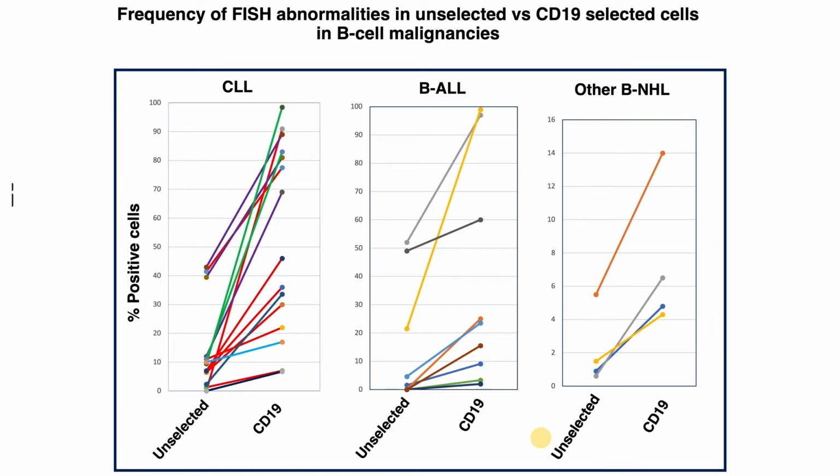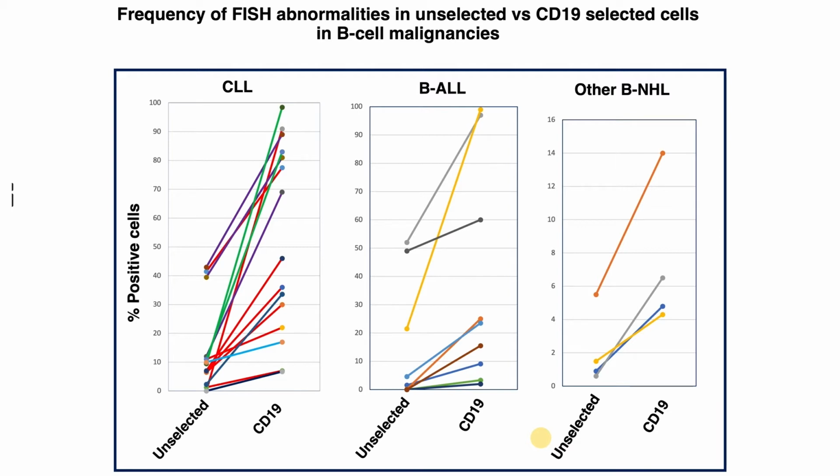So how can we improve detection rate of cytogenetic abnormalities using the CD19 enriched cells? To recognize this, we have first compared the FISH on unselected cells versus CD19 selected cells. These plots show the comparison between these two groups in detecting the FISH abnormalities.